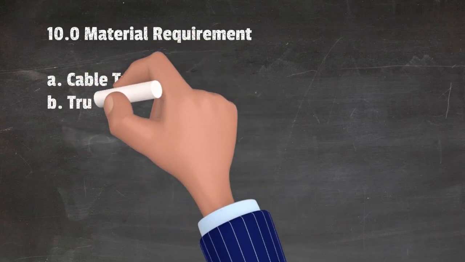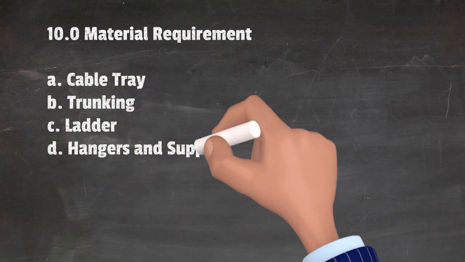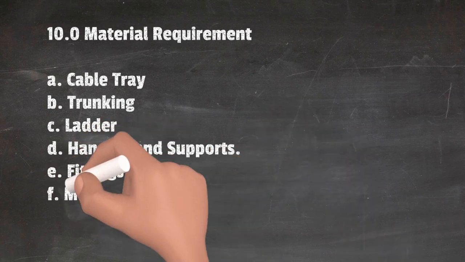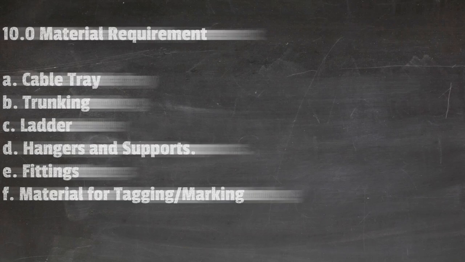Material requirement. A. Cable tray. B. Trunking. C. Ladder. D. Hammers and supports. E. Fittings. F. Material for tagging/marking.